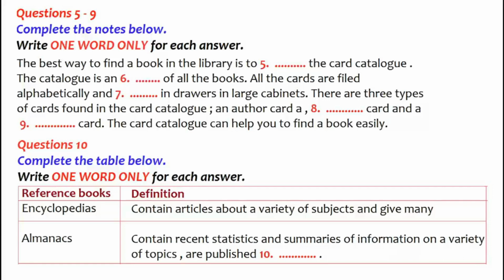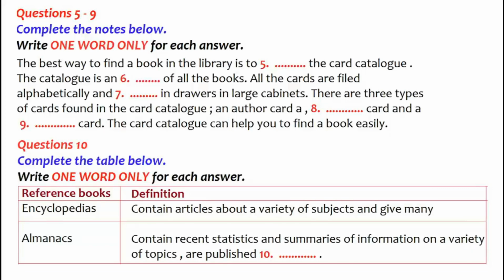The card catalogue is an index of all the books in the library. Information about a book is listed on cards. All the cards are filed alphabetically and stored in drawers in large cabinets. The card catalogue can help you locate a particular book, a book on a certain subject, or a book by a particular author. In the card catalogue, each book has 3 cards, an author card, a title card, and a subject card. The author card is alphabetized under the author's name.